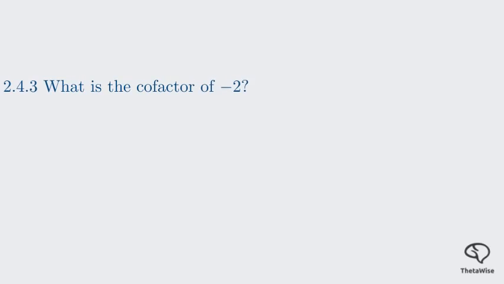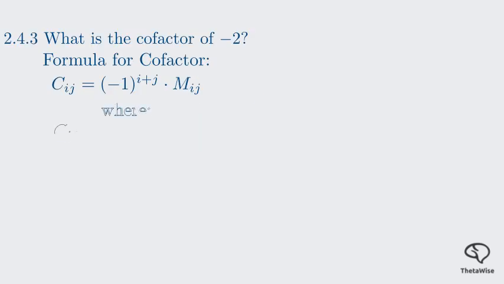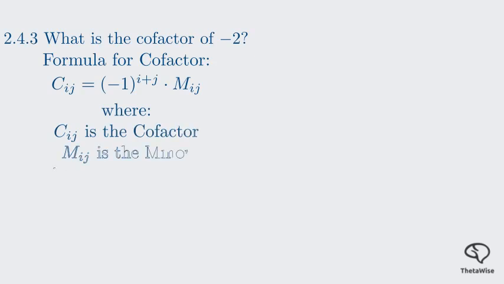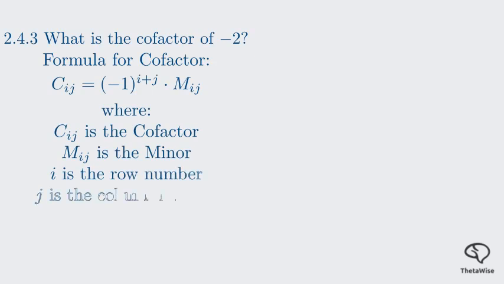Question 2.4.3 asks, what is the cofactor of negative 2? Let's locate the element negative 2. It is in the second row and third column. A cofactor is very closely related to a minor. In fact, a cofactor is just a minor with a sign attached to it. The sign depends on the position of the element. The formula for a cofactor is negative 1 raised to the power of i plus j, all multiplied by the minor of that element. Here, i is the row number and j is the column number. Negative 1 to an odd power is negative 1, and negative 1 to an even power is positive 1.